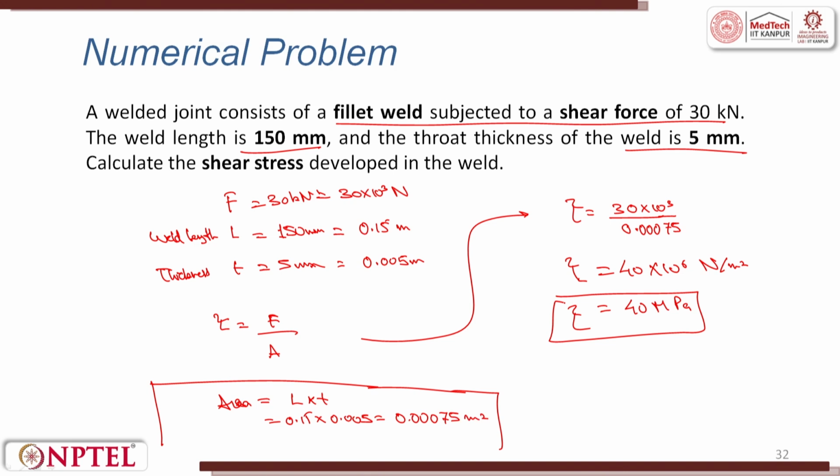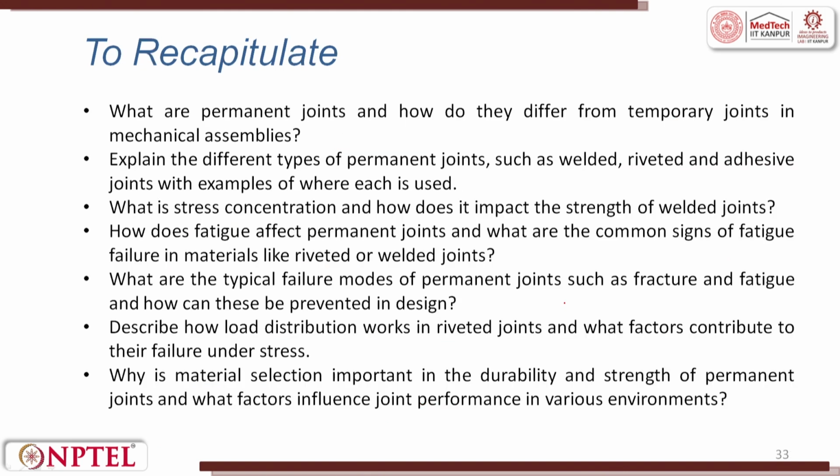Just to recapitulate what we covered in this lecture, we talked about the permanent joints. So, the question is, what are permanent joints and how do they differ from temporary joints in mechanical assemblies? Explain the different types of permanent joints such as welded, riveted or glued or adhesive joints with examples of where each is used. What is stress concentration and how does it impact the strength of welded joints?